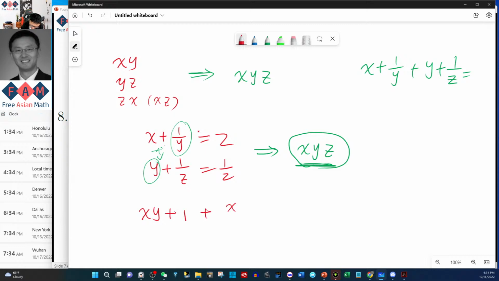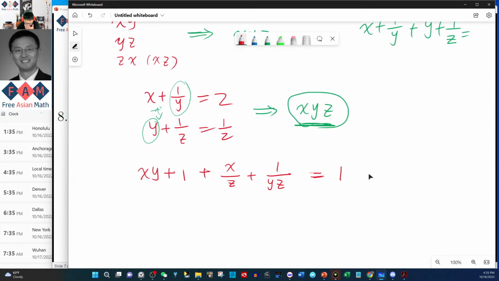This is x over z plus y, 1 over yz. Okay, right-hand side, surprisingly nice, it's just 1. 2 and 1/2, right? Okay, what is this?